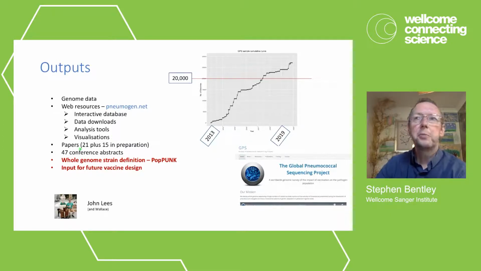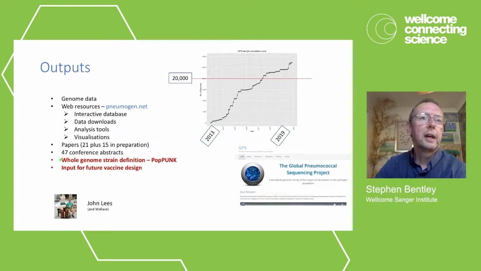In terms of papers, we didn't really get cracking with papers until we had a decent amount of data, but then there have been 21 papers out so far, and then another 15 that are in preparation. And it's really pleasing to see these large numbers of abstracts at conferences. And a lot of this is partners working on data for their own particular country and wanting to present those to the wider world.